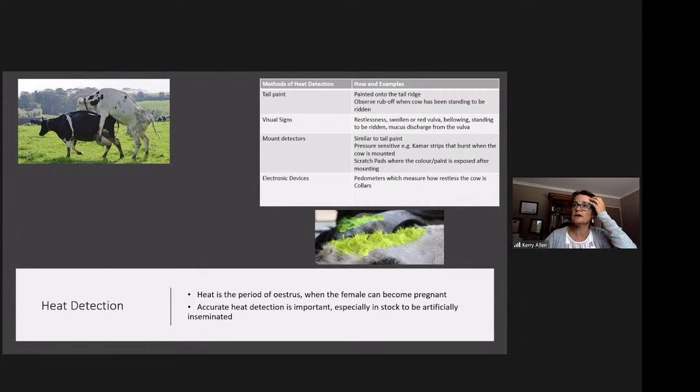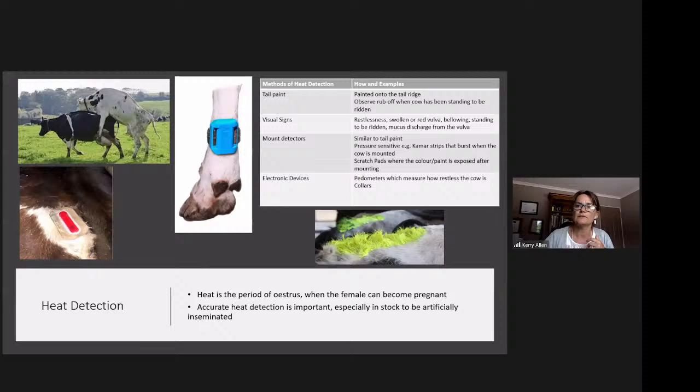Okay, looking at heat detection. There are many methods of looking at that, and I'm not going to go over them all, but there's some examples shown. So heat detection is when they come into estrus and you want to mate them. This is really important if you are trying to artificially mate your animals.